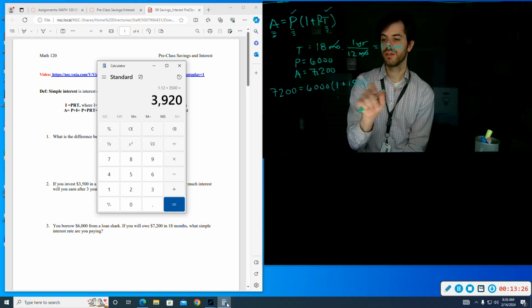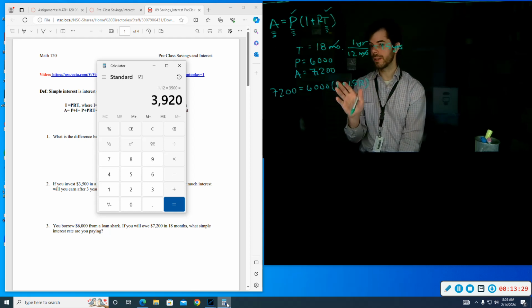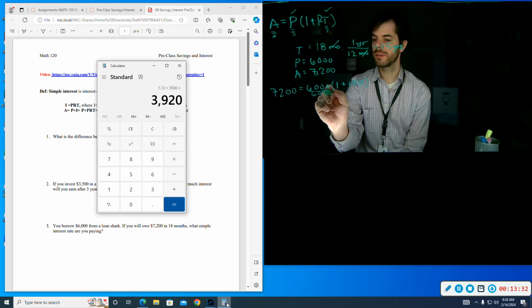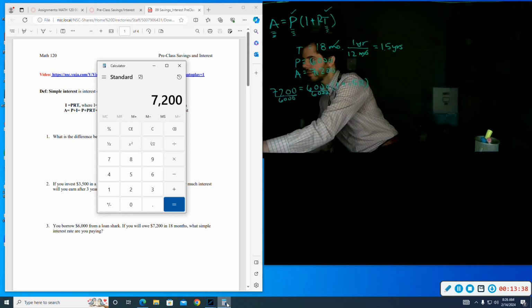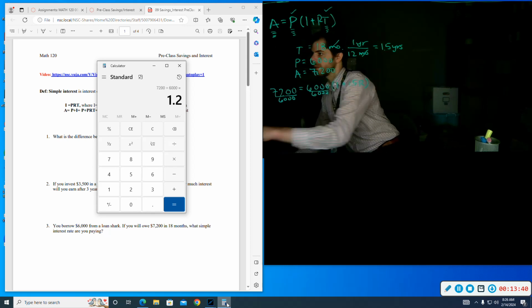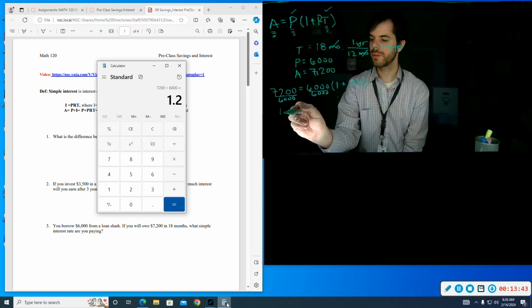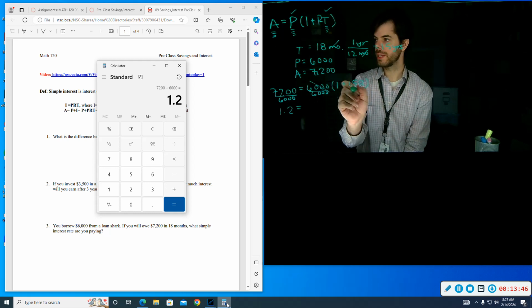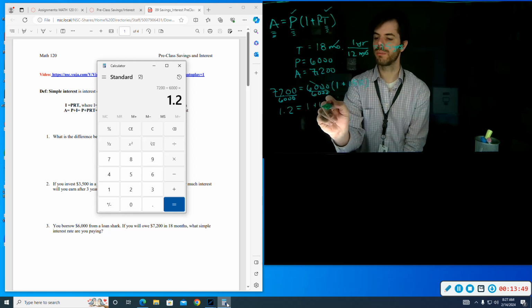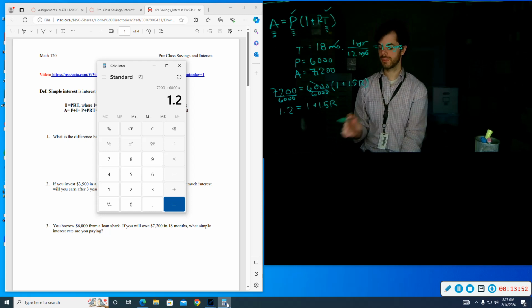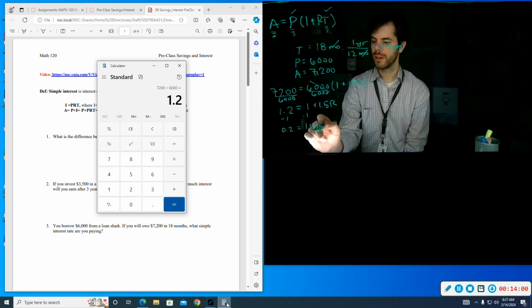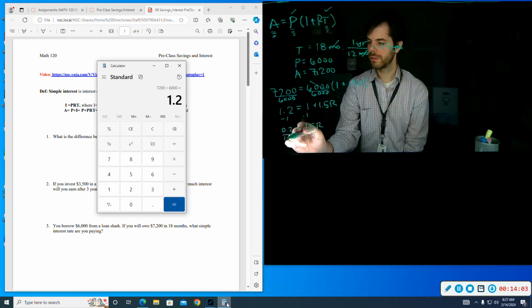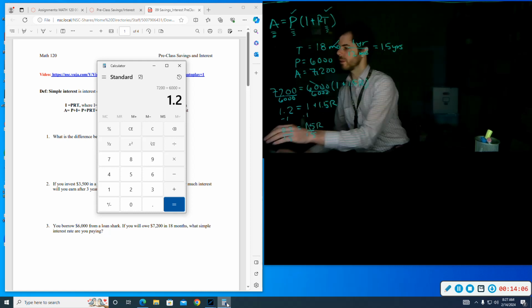That would be a mistake. Okay, so what do we need to do? Well, let's simplify. Let's divide both sides by 6,000. 7,200 divided by 6,000 gives us 1.2. So 1.2 equals, what's left after we divide by 6,000, 1 plus 1.5R. Okay, that's what we have. Subtract 1 from both sides. I get 0.2 equals 1.5R. Divide by 1.5. And we're left with our value of R.